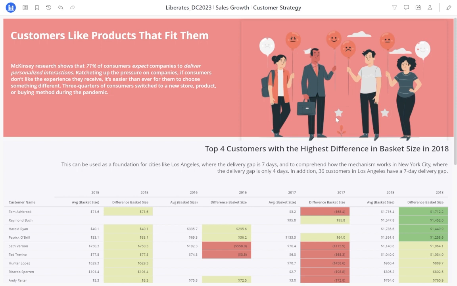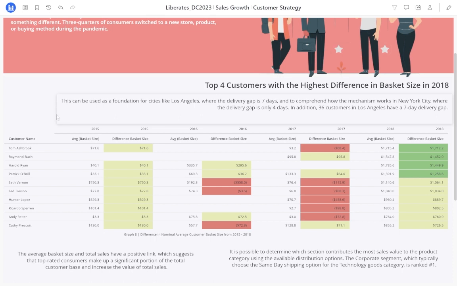Customers are the determinant of whether our products are suitable for the market or not. Therefore, the product must be adapted to the characteristics of its customers. The customer with the highest rating who has a difference in basket size value in 2018 is a customer who has the potential to increase the total nominal sales. In this case, for Tom Asberg, you can see the average basket size by selecting a name in graph 8 and looking at the total sales and running sales in graph 9.